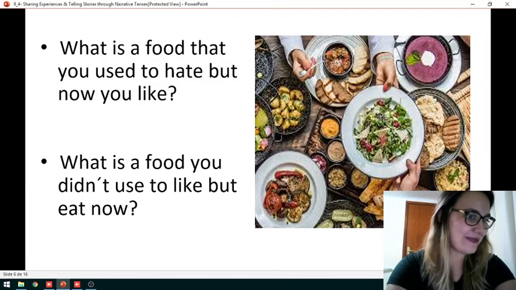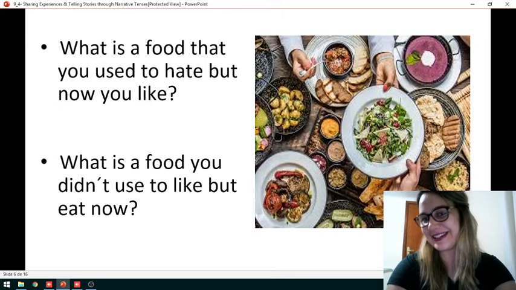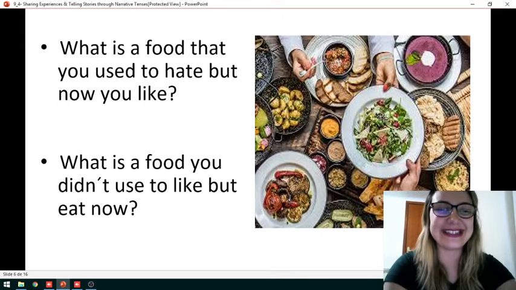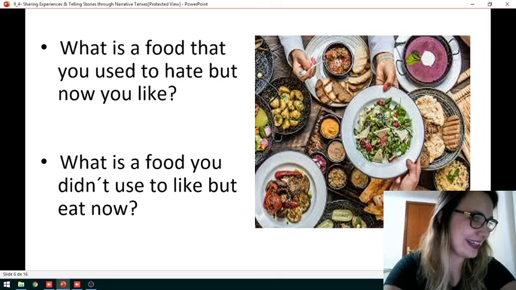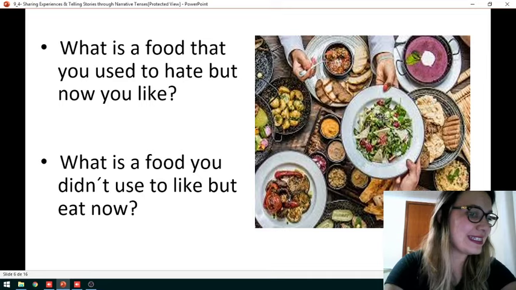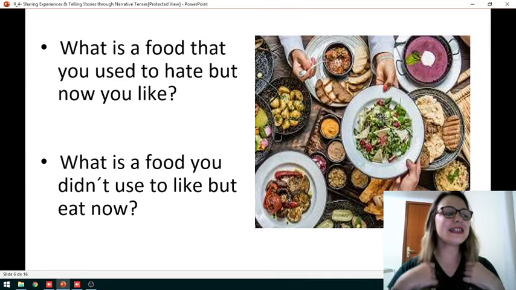Joseus, I used to hate vegetables in general, but now I love it. Good. Vegetables are good. It's a good thing that you changed your mind and now you like it. Very good. Excellent. Guilherme says, I didn't like tea, but nowadays I love it. Good. All right, good examples, guys.